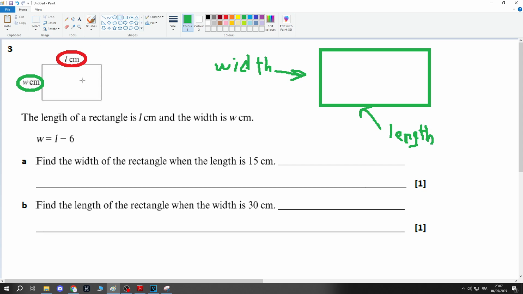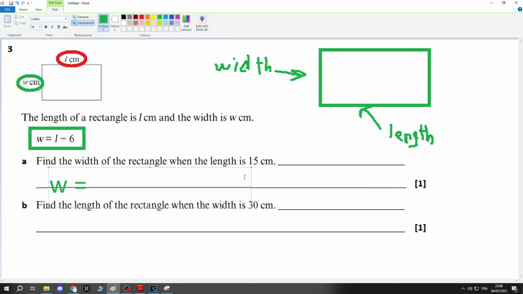Now, so we have a function here, w equals L minus 6. And what that means is, for us to find the width, every single time we will need to subtract 6 from our length. So the answer to A then, which says find the width of the rectangle when the length is 15 centimeters, is very simple. So W is equal to, replace the L with the value they gave you, so that's 15 minus 6 equals 9 centimeters. A is done.